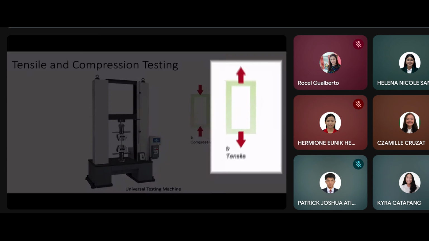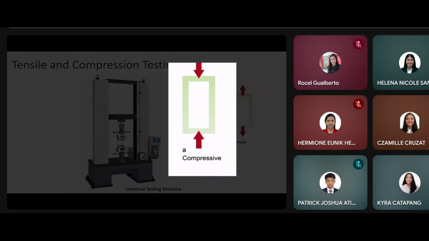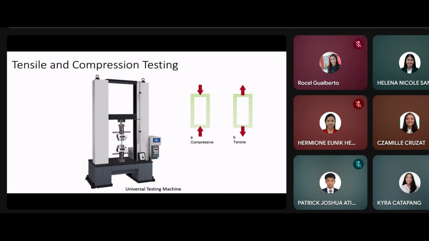A tensile test is a method for determining the behavior of material under axial tensile loading, while a compression test is a method for determining the behavior of material under compressive loading. Most of the time, we can use a universal testing machine to perform both compressive and tensile tests.